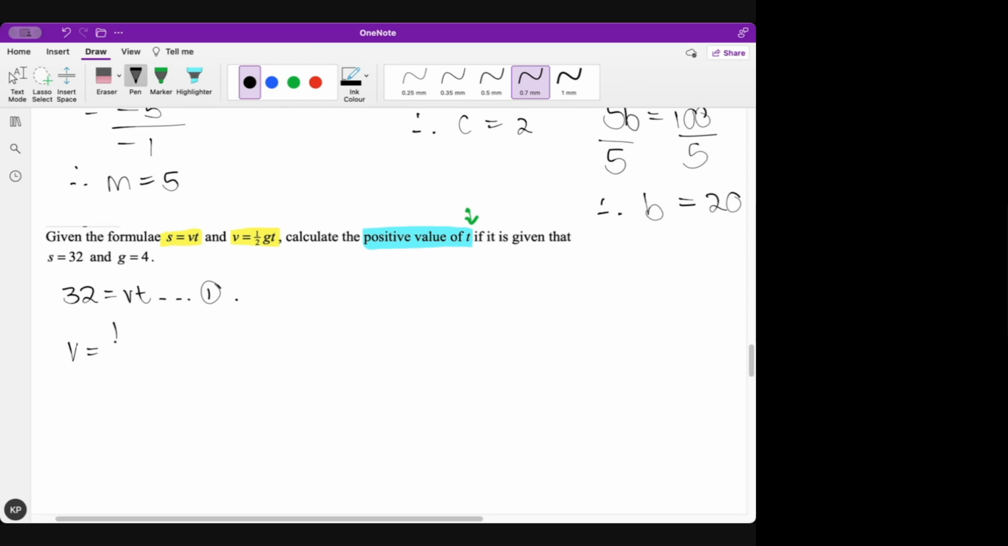V is equal to a half of 4 times T. Can we simplify this a little bit? My second formula that I've written there, can we simplify it?